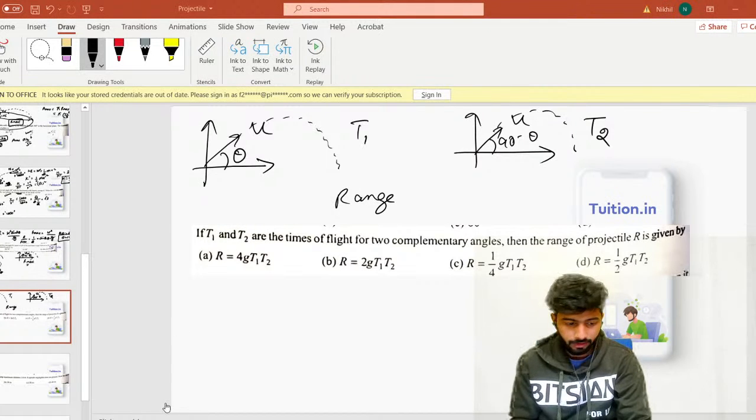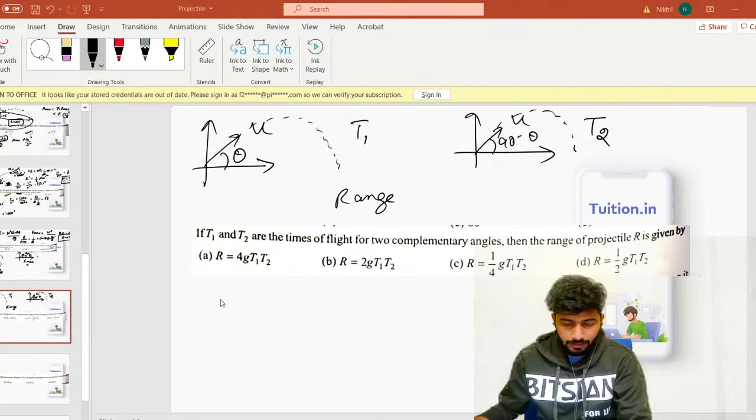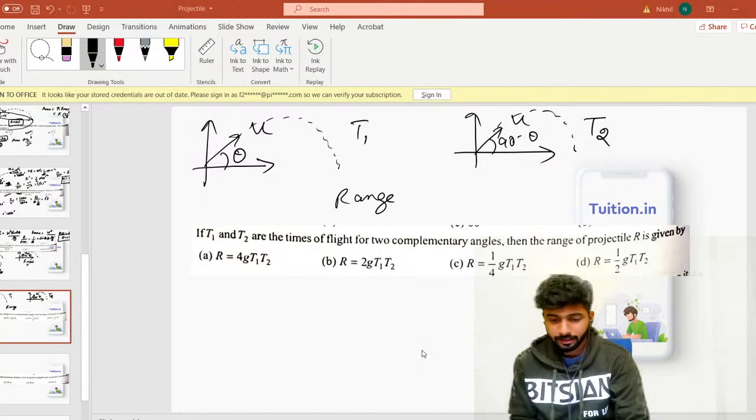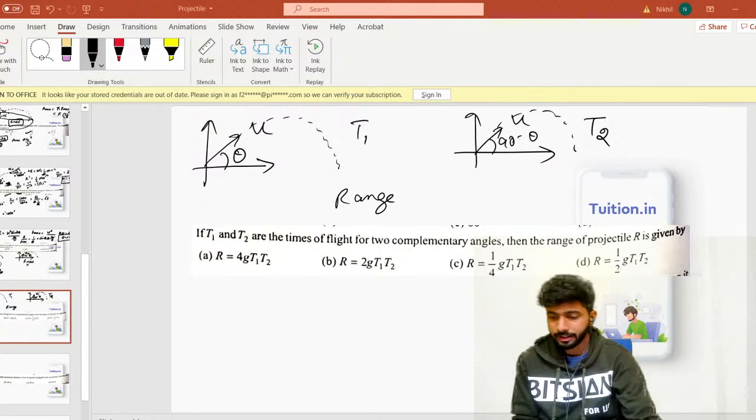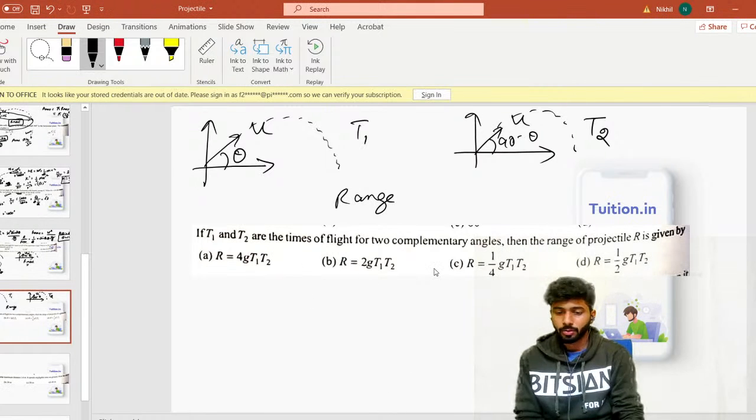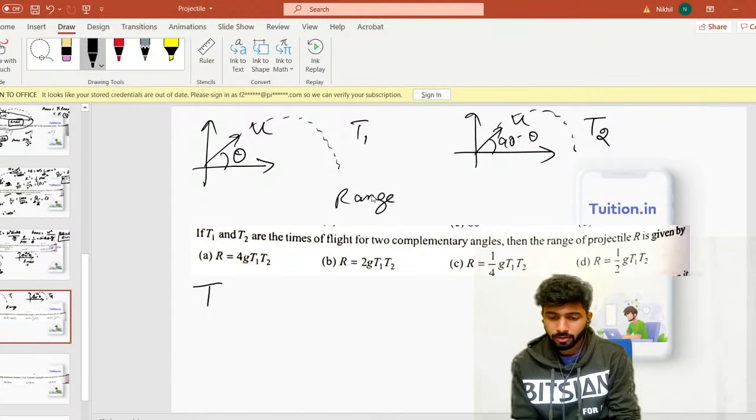So it's question number 8, right? Forget about the answer, guys. Again, this answer also looks dimensionally wrong. I'll just explain it to you. So what is T1? First of all, when you have a projectile with a velocity u, angle theta, what is the formula for time of flight? 2u sine theta by g, right?